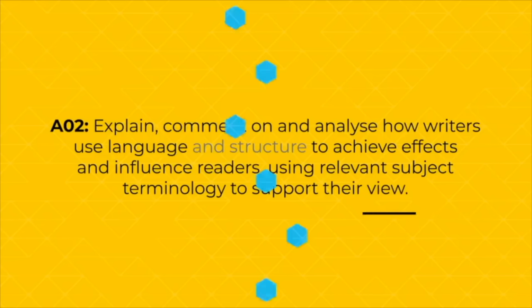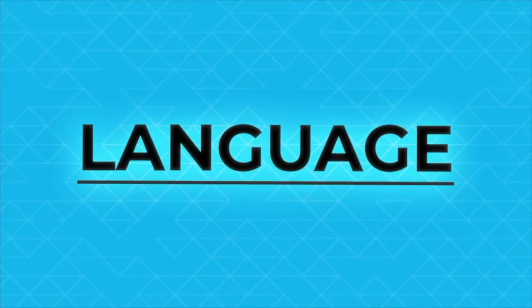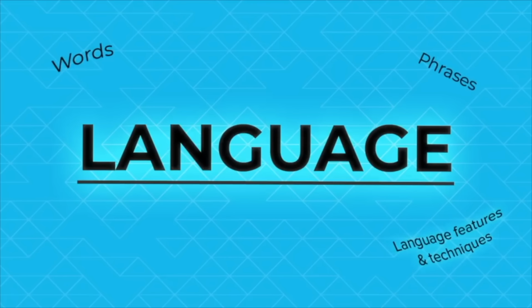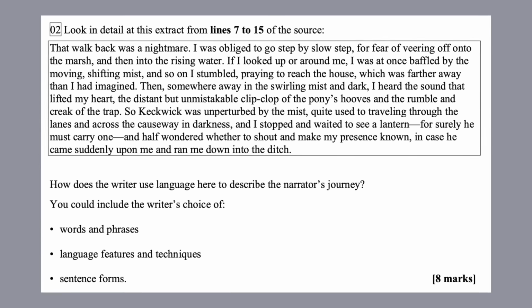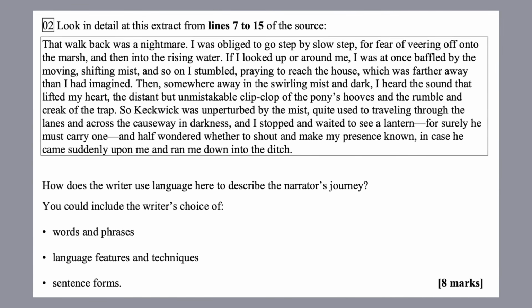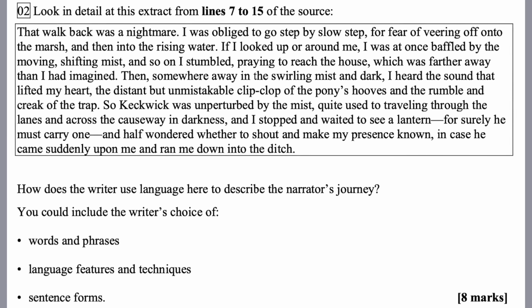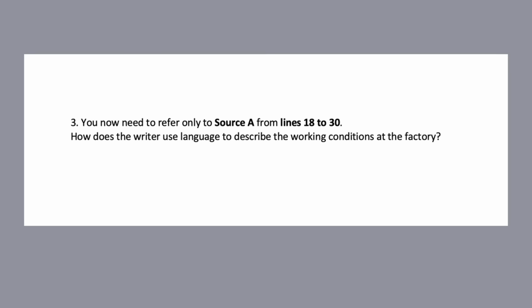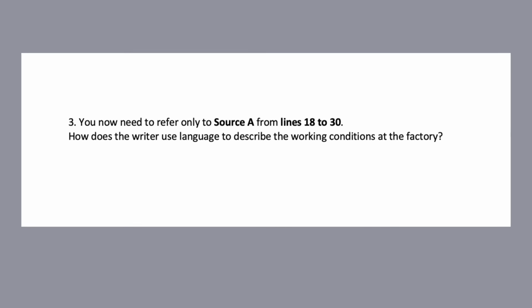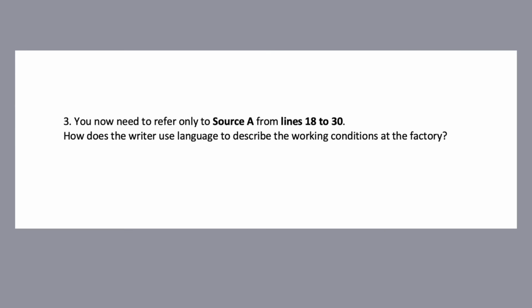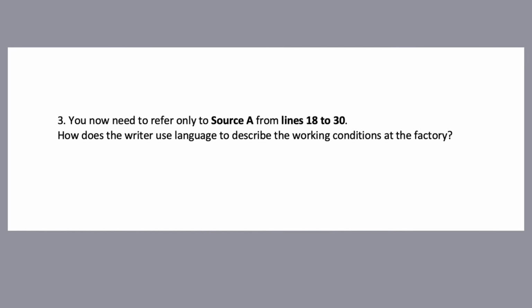Now in this exam, what we mean by language analysis is pointed out in the mark scheme: a writer's use of words and phrases, language features and techniques, and sentence forms. You'll note that this is the same thing we looked at in Paper 1 Question 2, but in that question they were listed in bullet points. In this question, language means the same thing, it's just that there aren't any bullet points, so you need to remember the areas that you could write about.